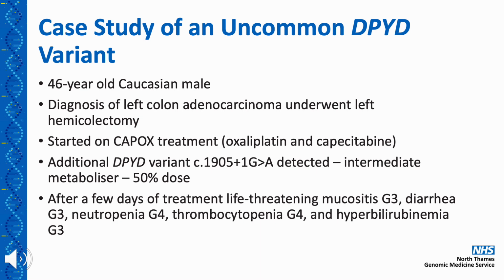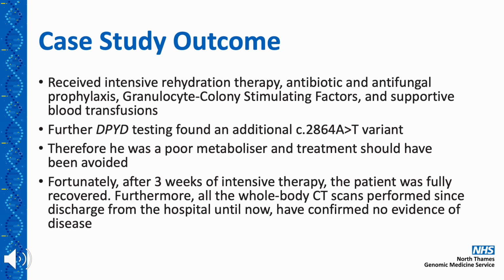However, after a few days, he experienced life-threatening toxicities as shown. The patient was hospitalized and received intensive rehydration, prophylactic antimicrobials, GCSF, and blood transfusions. Further DPYD testing found an additional variant. As he had 2 variants and a total DPD activity score of 0.4, he was in fact a poor metabolizer and treatment should have been avoided.